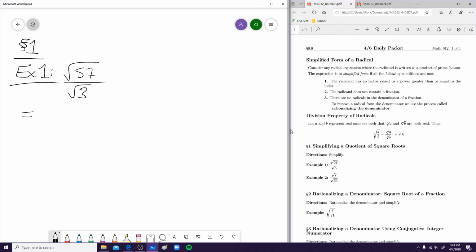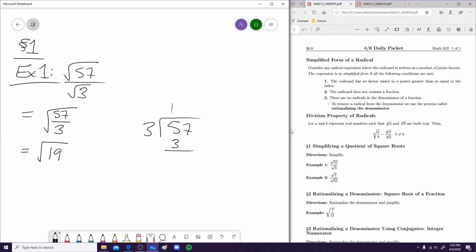They both have an index of 2, and if I took the square root of 57 and the square root of 3, they would both be real numbers. So we are able to use the division property, which becomes the square root of 57 over 3. What is 57 divided by 3? It is 19. If you don't believe me, let's go off to the side. 3 goes into 5 once. 1 times 3 is 3. Subtract these, you get 2. Bring down the 7. 3 goes into 27 9 times, and as you can see, we don't get a remainder. So it's the square root of 19.